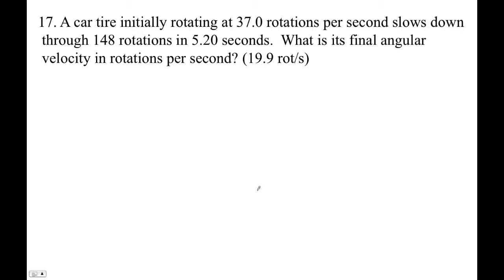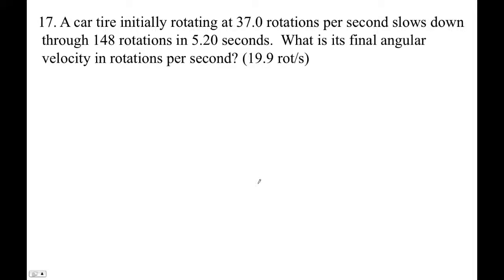All right, let's see. A tire initially rotating at 37 rotations per second slows down through 148 rotations in 5.20 seconds. What is its final angular velocity in rotations per second?